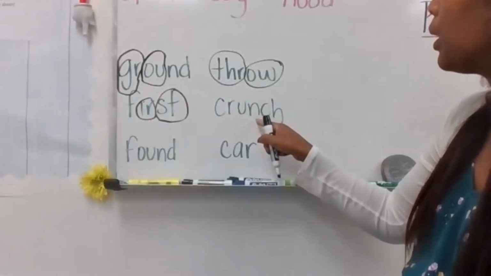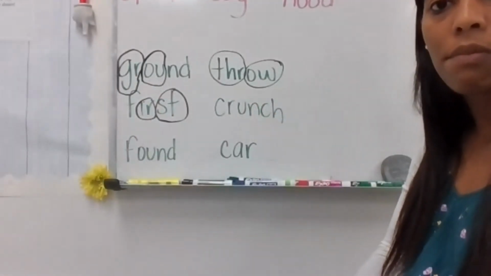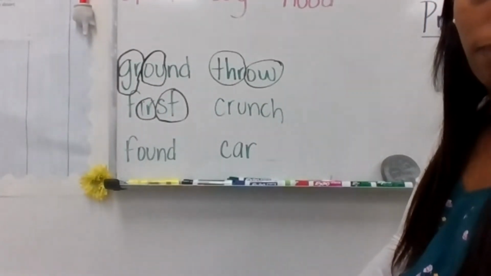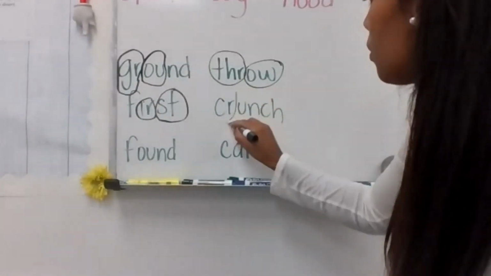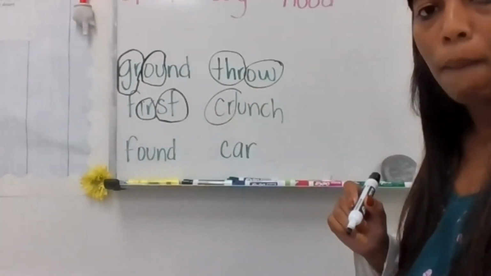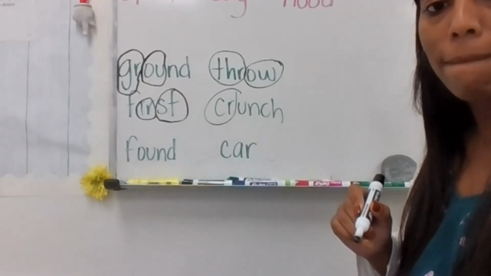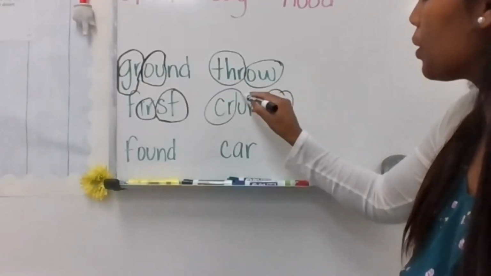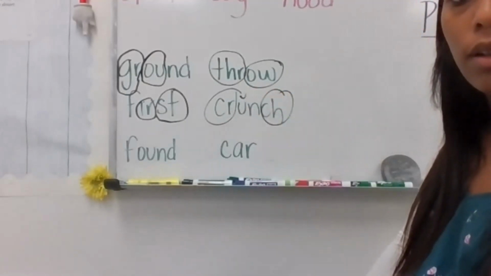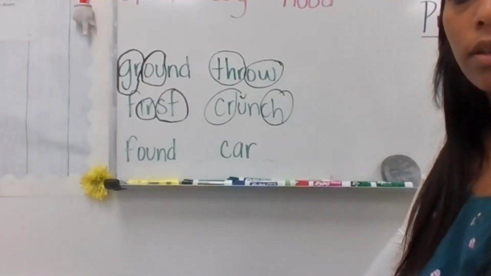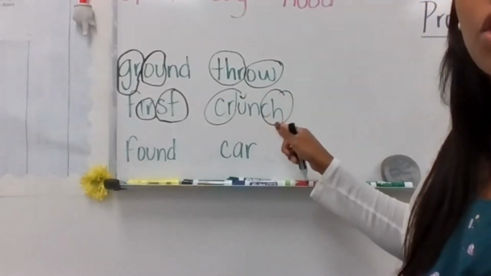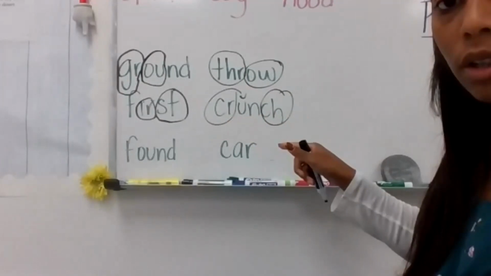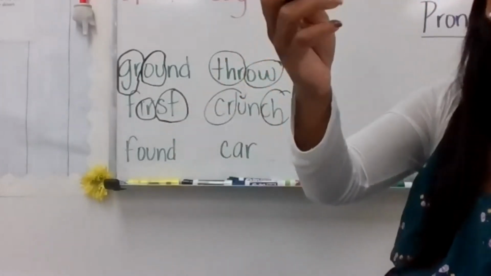Joshua, what are the sounds in this word here? Unmute. Okay, CR, what's the other sound? CH. CH, what's the word? So you got the crunch. Crunch. Good. Okay. Next one, Taylin.